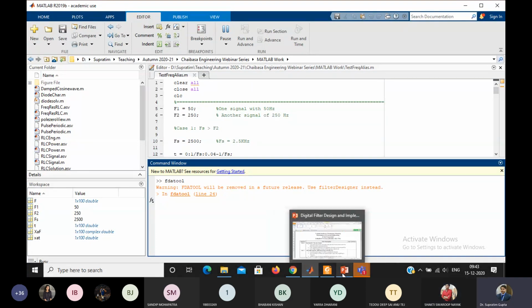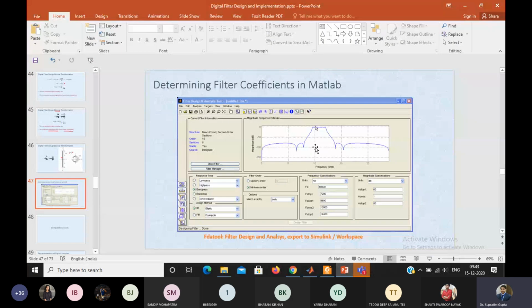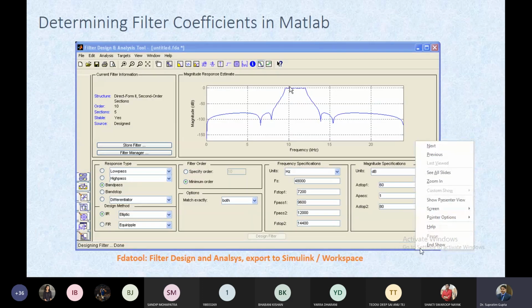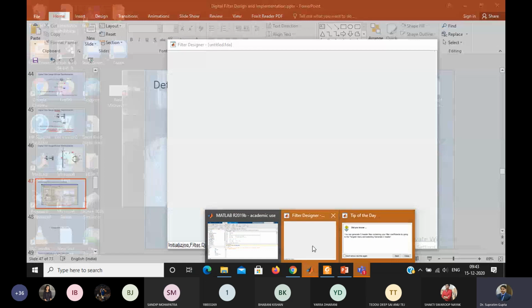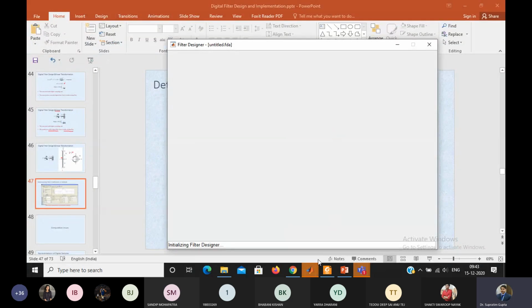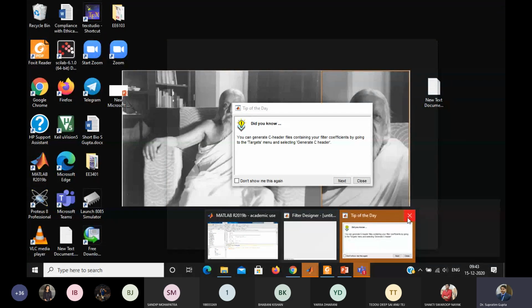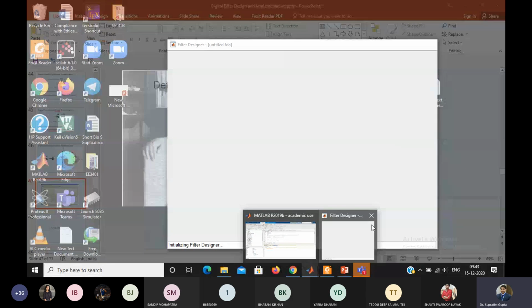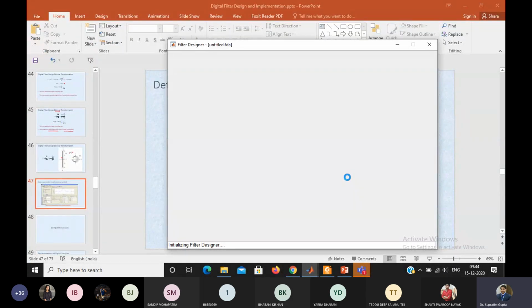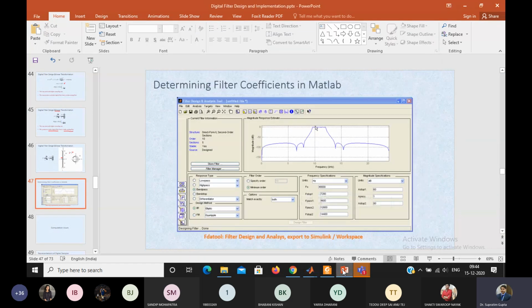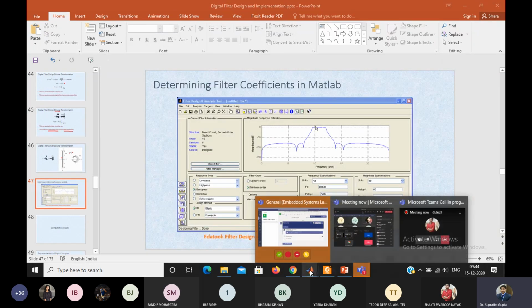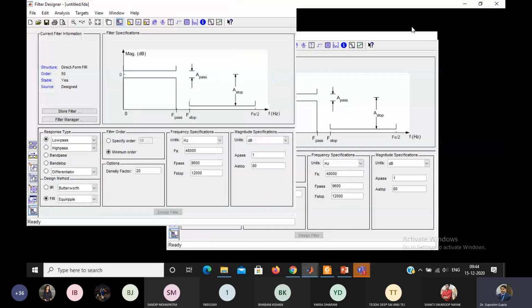Okay, so let us go back to this, and afterwards I will come to here if that opens. So at least I think you can see. Okay, I think it has come. Still it is initializing. Yes, it has come. You can see it easily.